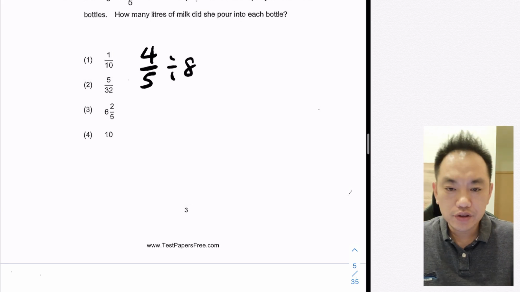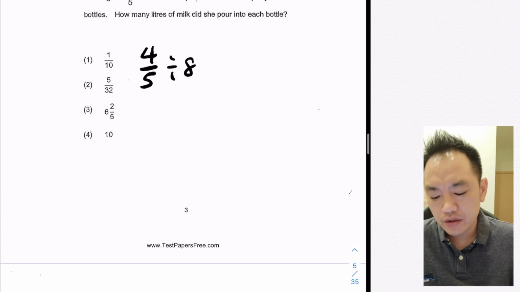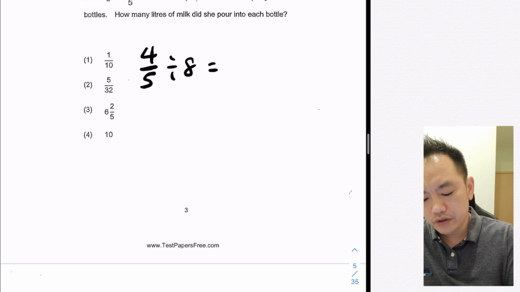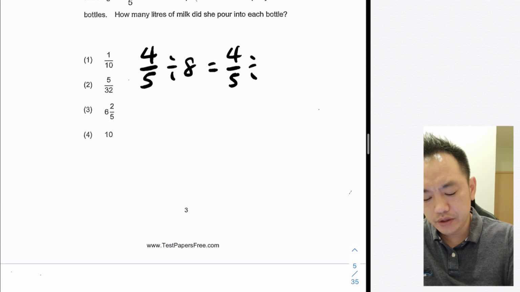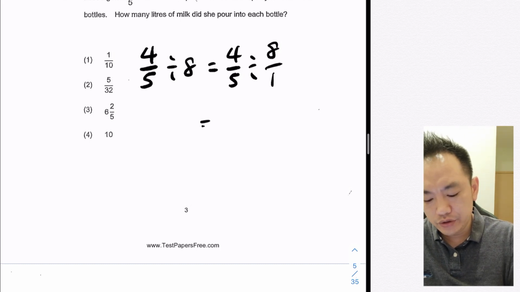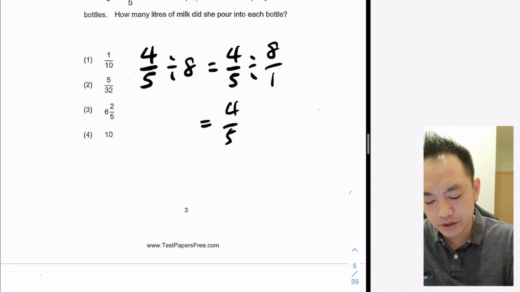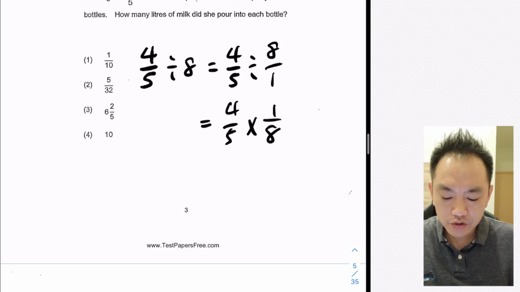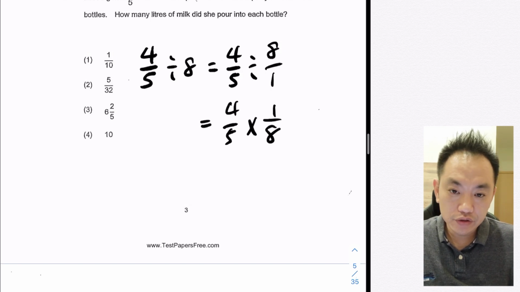So the last question was about fraction multiplication, and this question is about fraction division. For 4 out of 5 divided by 8, how do you solve the problem? First of all, 4 out of 5 divided by 8 equals 8 over 1. You can turn that into a fraction, which is a little easier for the calculation. Then you convert the division into multiplication by flipping the fraction upside down at the back. So 8 out of 1 becomes 1 out of 8, and you change the sign from division to multiplication.